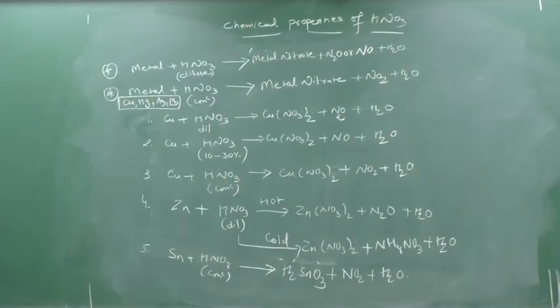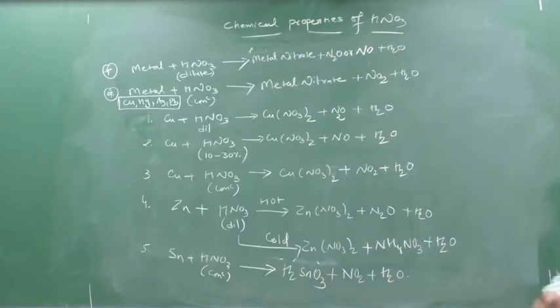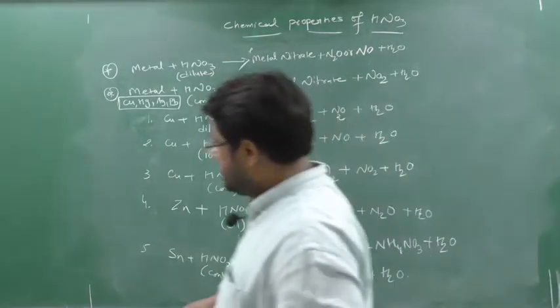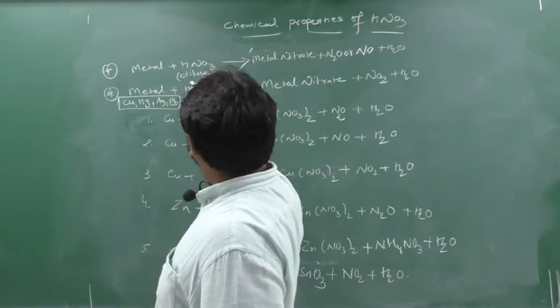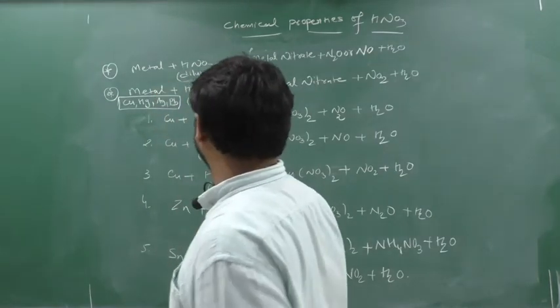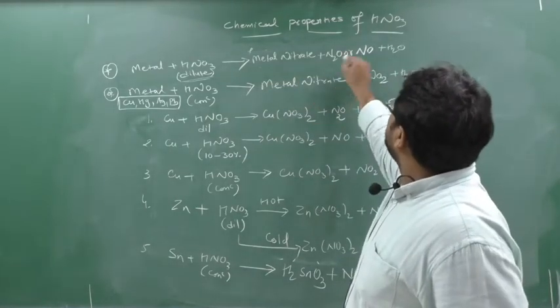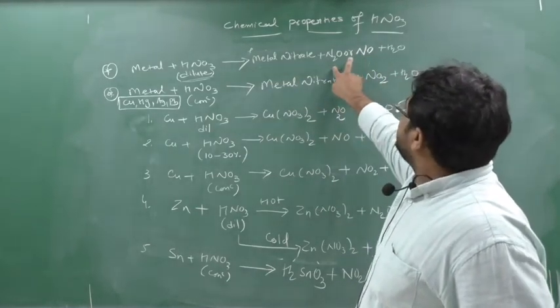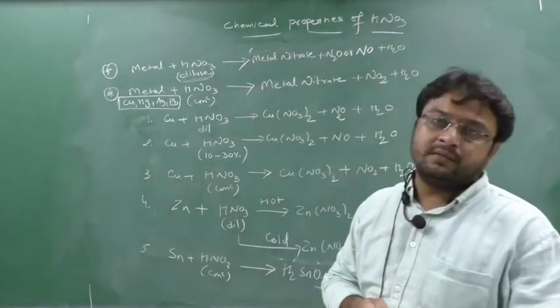Now see here, this portion is a bit confusing and a bit difficult also. You can see I have written the general reaction: metal plus nitric acid, but the nitric acid is dilute, then it will give metal nitrate, N2O or NO. Now N2O will come or NO will come, it depends on how much it is diluted.